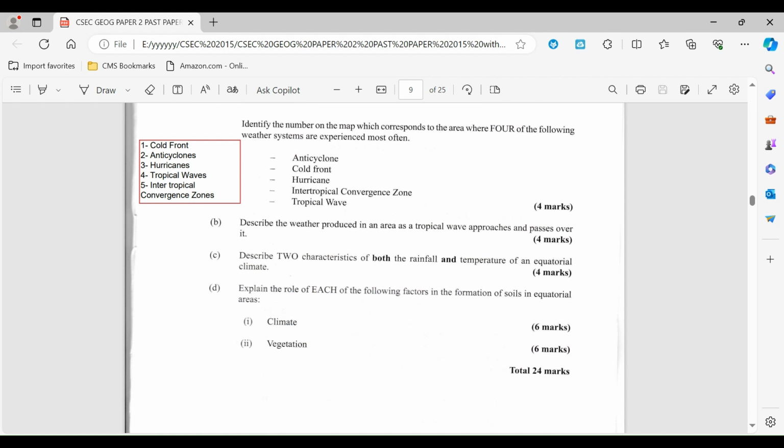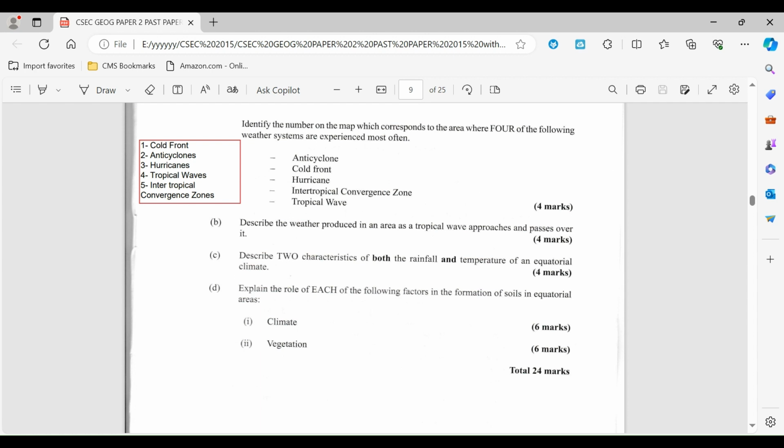Part B asks that you describe the weather produced in an area as a tropical wave approaches and passes over it. So here you're to describe what happens before it reaches, when it arrives, and when it passes over.